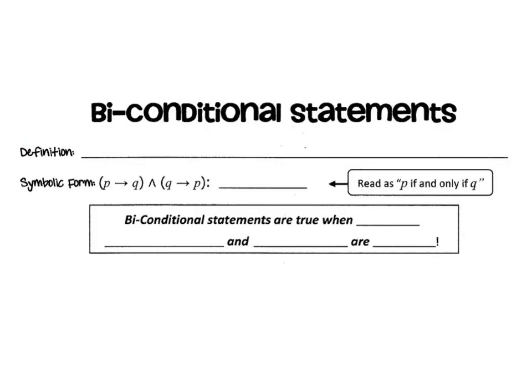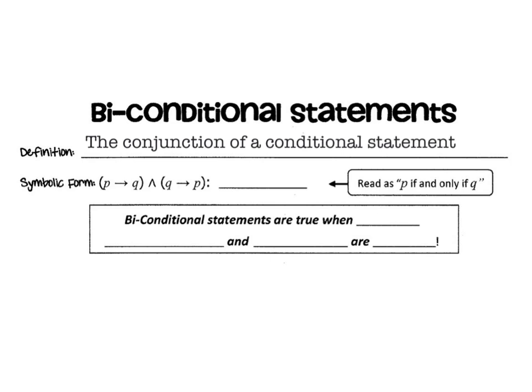All right, so now we're going to be talking about biconditional statements. So this is the last type of statement we're going to be talking about today. So what is a biconditional statement? The definition of a biconditional statement is the conjunction of a conditional statement and its converse. All right, so a biconditional statement is the conjunction of a conditional statement and its converse.